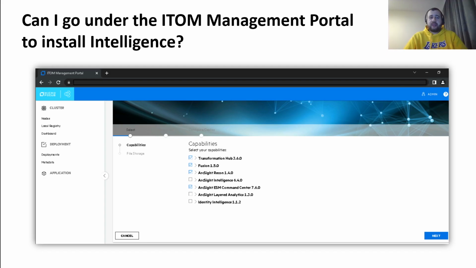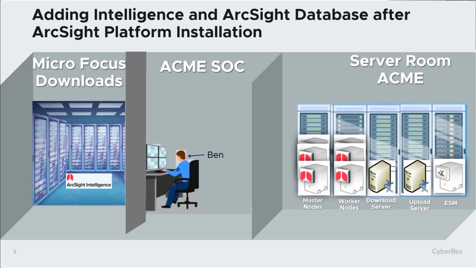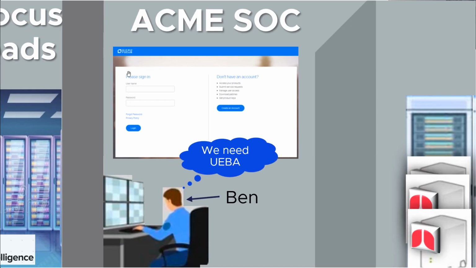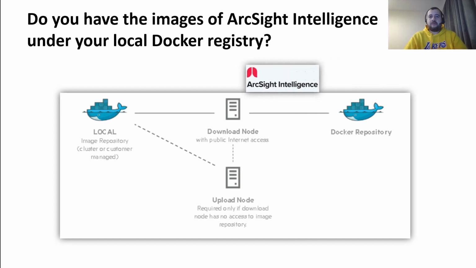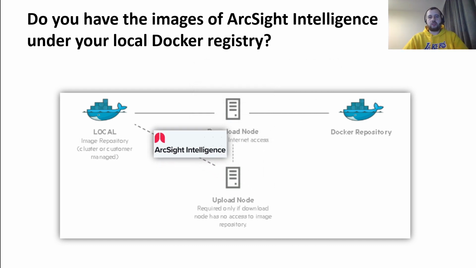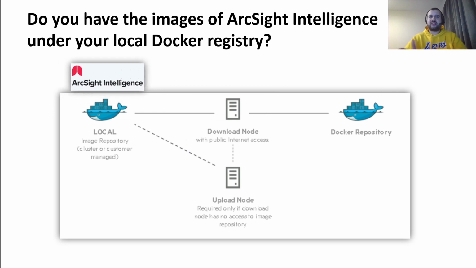Okay, so can I go under the ITOM Management Portal to install Intelligence? Well, yes, this is the right place where you need to go if you want to deploy Intelligence or any other containerized ArcSight product. The only thing you need to remember is that you need to have downloaded the tar file associated with Intelligence. Now, if you don't have direct access to the internet, you can use download/upload nodes, as you can see in this diagram, in order to move the ArcSight Intelligence and the actual images under your local Docker registry.